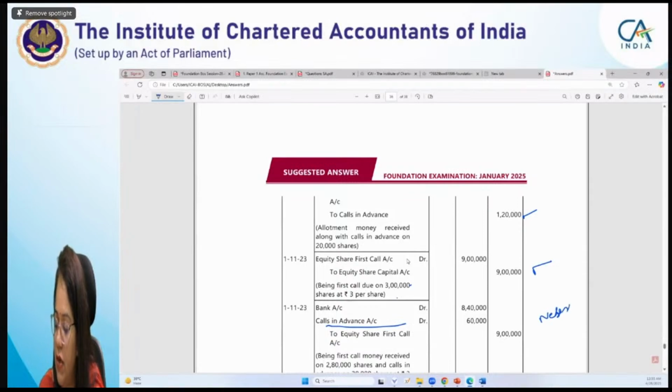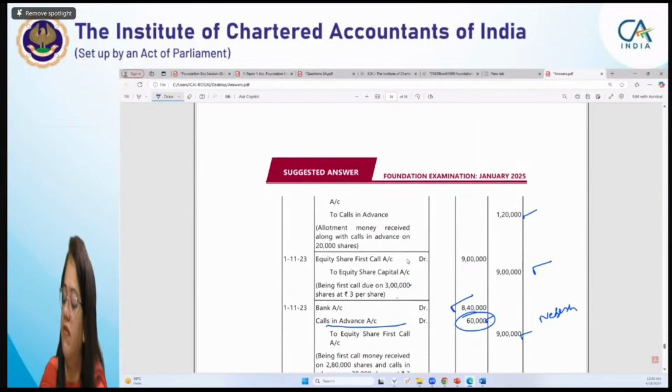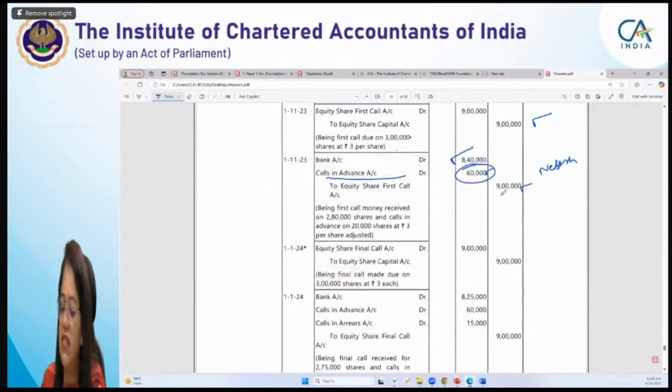Naresh को मिल गए थे 20,000 into 3, 60,000. So the due was 9 lakh, but we have already received 60,000 before due along with the calls and with the allotment amount. So only 8 lakh 40,000 we have received, reducing the 60,000 amount.